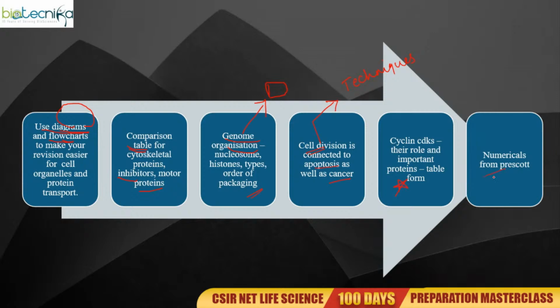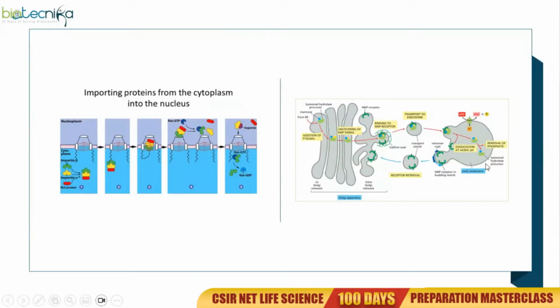Compared to biochemistry, numericals are least expected here. But if they come, maybe they will be related to the bacterial growth curve, and you can easily get that from Prescott. When it comes to numericals, the only way out is practice. Keep on practicing the numericals. Moving on to the third unit, before that, just showing you a sample. This is an image of protein targeting into the nucleus.